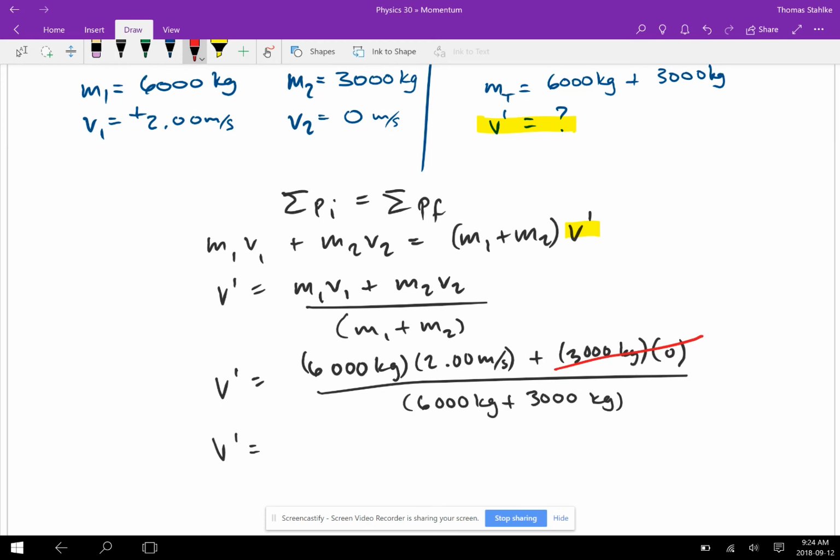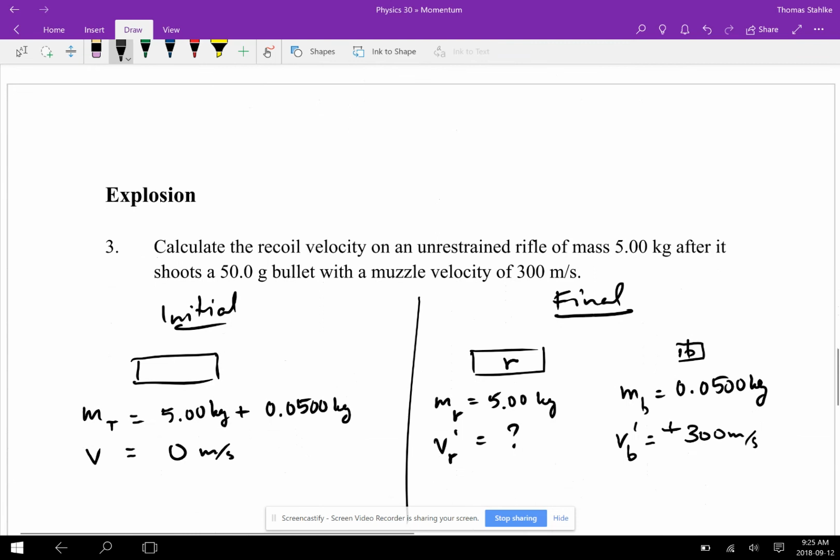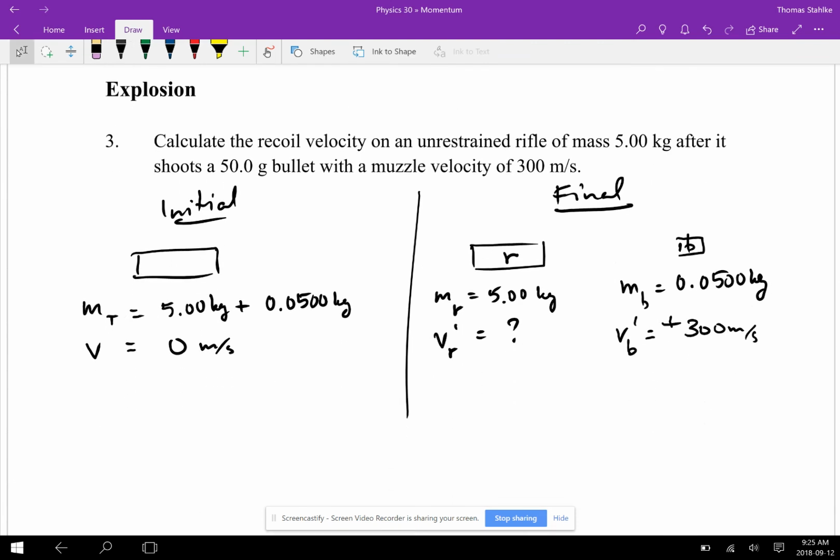So then I'll divide that by 9,000. So this should be positive 1.33, and I'm using the units of meters per second. 3 significant digits. Okay, and lastly, we'll take a look at an explosion question.